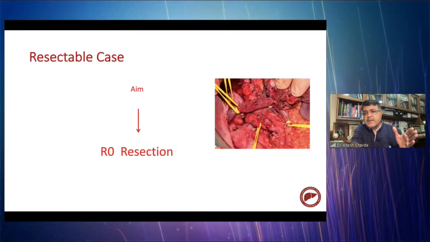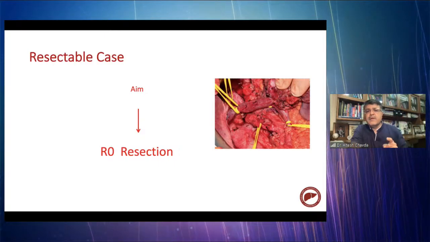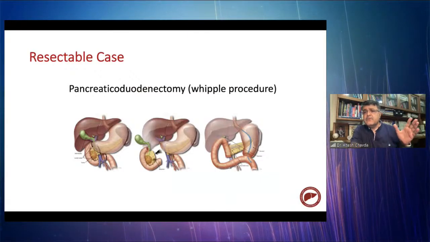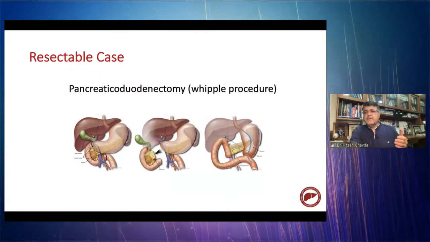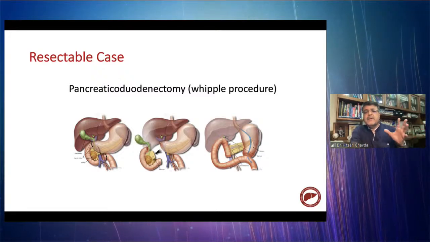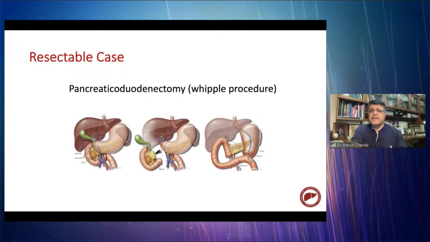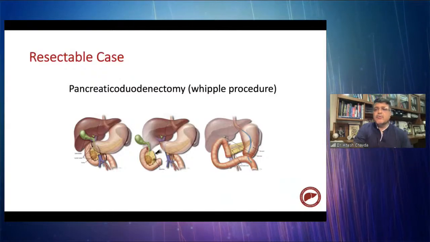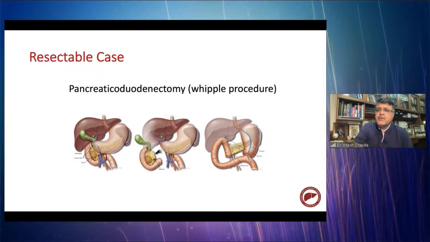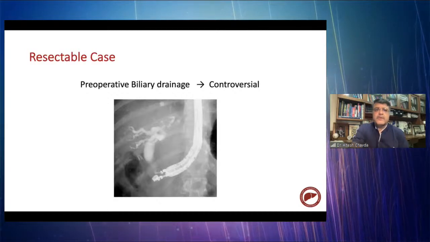So for resectable cases, the aim is to have an R0 resection. All the tumor tissue has to be resected, and this is the aim to achieve long-term survival. In lower bile duct malignant obstruction, the surgery is going to be a pancreaticoduodenectomy. So the Whipple operation is the main thing that we offer to such patients. I'm not going to go into technical detail because the crowd is mixed. A pancreaticoduodenectomy is a major surgical procedure that is offered to such patients.